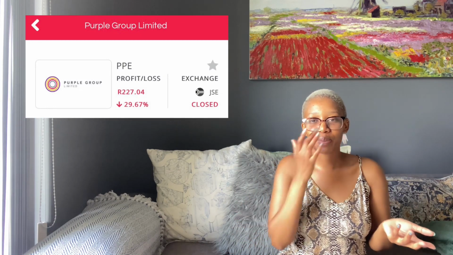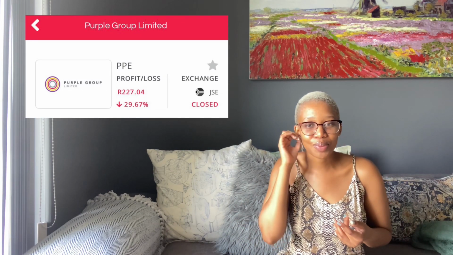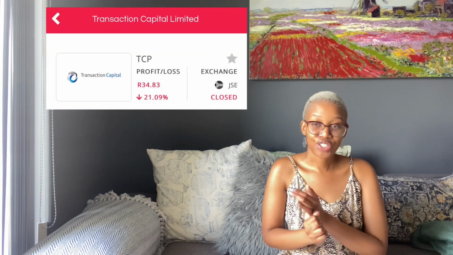For me, Purple Group has had its ups and downs this year, because at some point it was in so much profit. It went to like 120% profit, and now we're in losses, in deep losses. But I'm still banking on it, because Purple Group actually has EasyEquities under it. If you're going to invest in EasyEquities and believe in EasyEquities, then it's only logical for you to invest in Purple Group. So I have Purple Group, and then I have Transaction Capital.